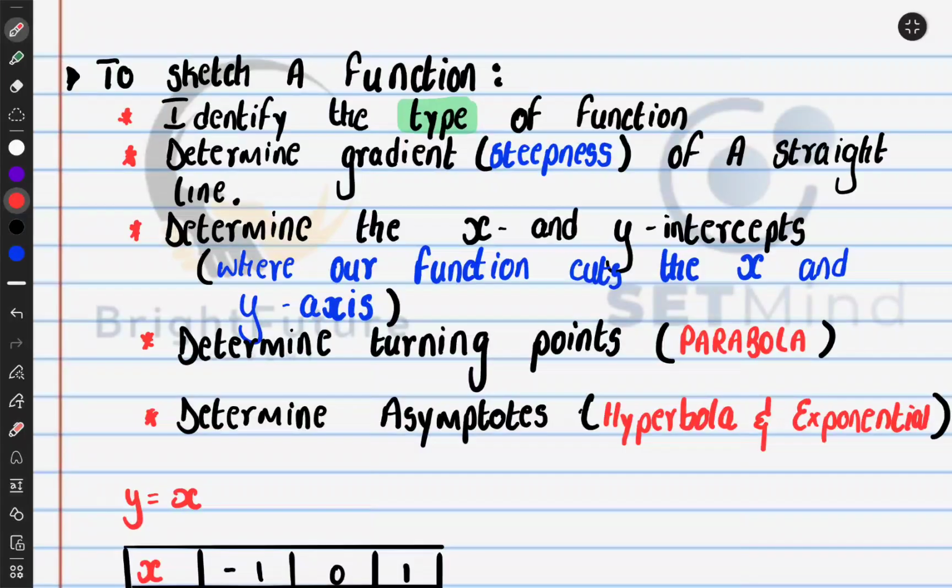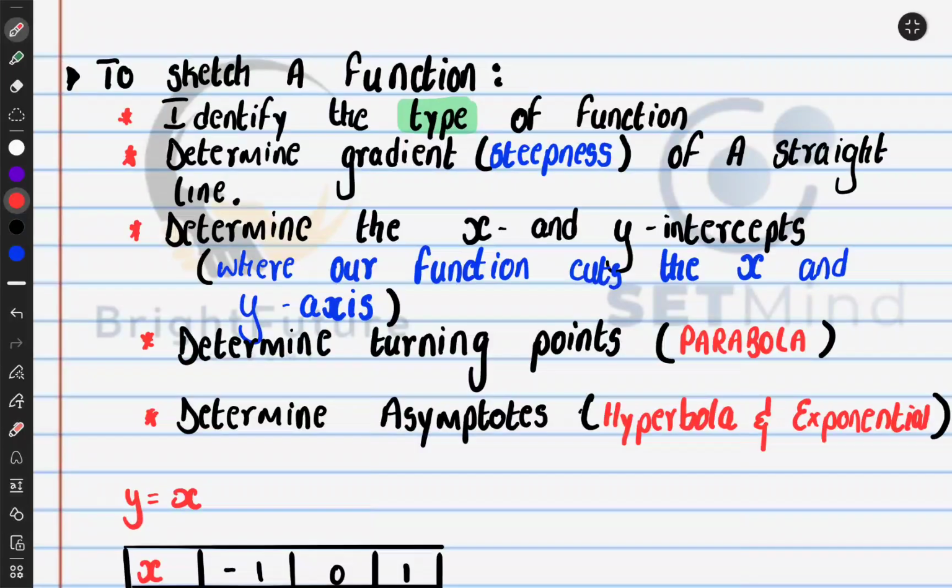But those are the basic steps of sketching a function, and I want you to just familiarize yourself with following this way. The table method that you use for sketching functions has its uses, but going forward we will mainly be following these steps, because these steps you're gonna use them until matric.